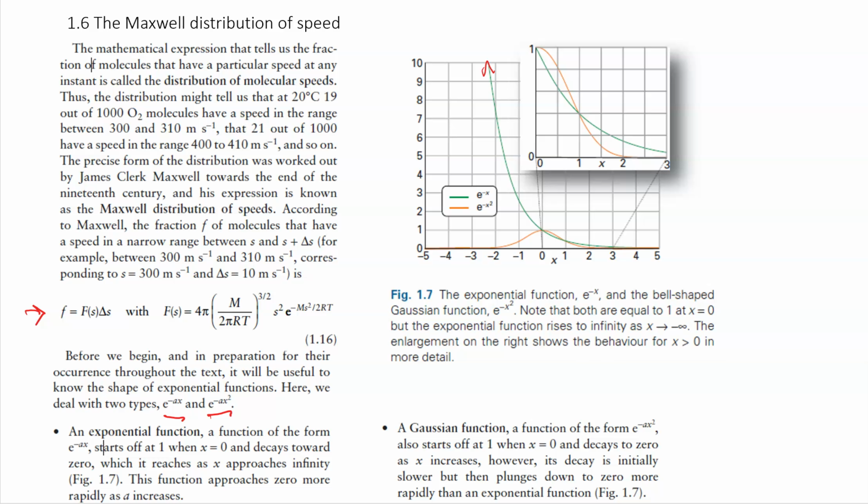And then we have the Gaussian function, which is of the form e to the negative ax squared. It also starts out at 1 when x equals 0, and decays to 0 as x increases. However, its decay is initially slower and then plunges down to 0 more rapidly than the exponential function. Additionally, it's mirrored, so it also decays on the opposite side.